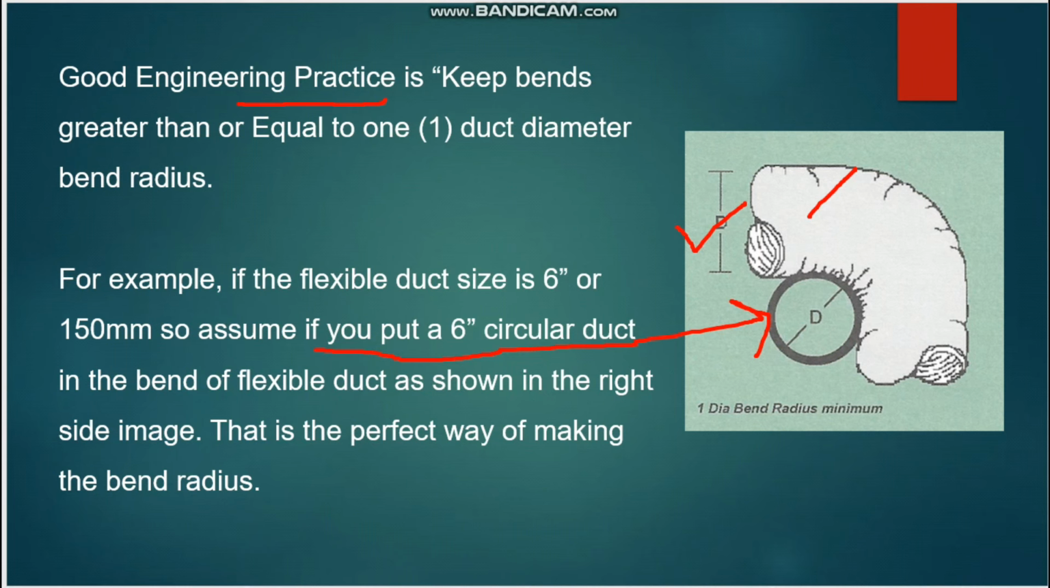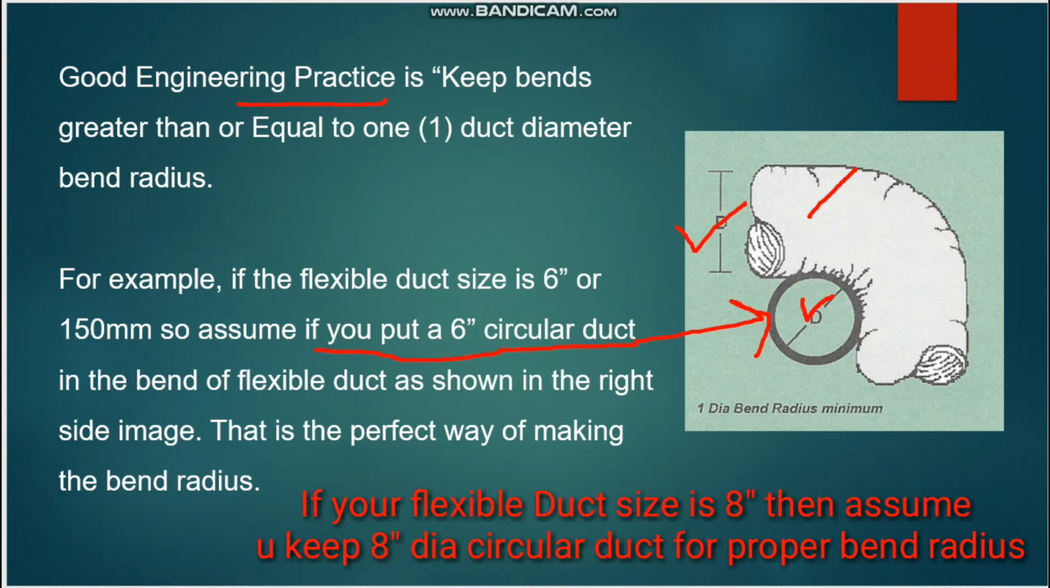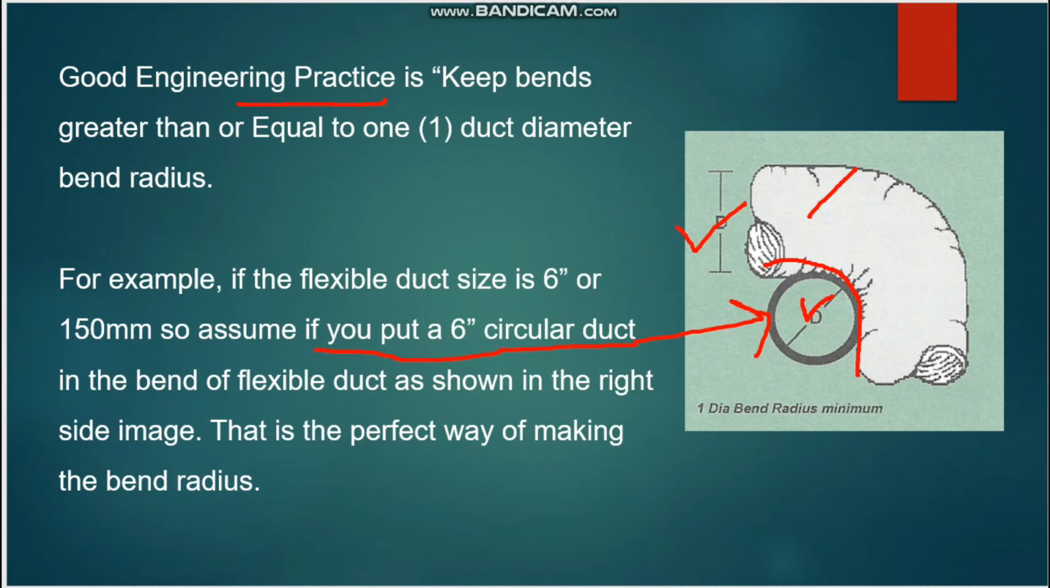So if you're keeping one circular duct here, then that is how you will bend the flexible duct. That is the perfect way of making the bend radius for the flexible duct.